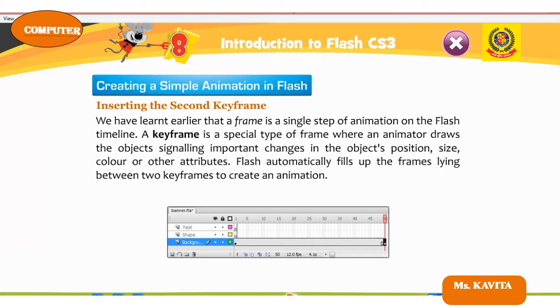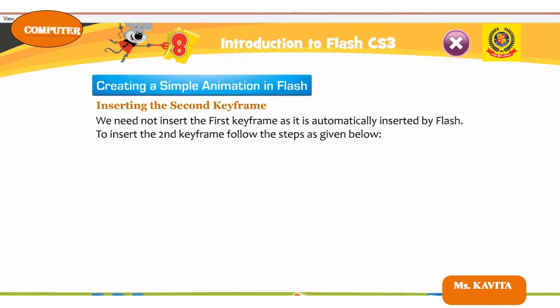We need not insert the first keyframe as it is automatically inserted by Flash. To insert the second keyframe, follow the steps given below. Click on the 30th frame on the timeline to select it. Right click on the selected frame, click on the Insert Keyframe option from the shortcut menu to insert a keyframe at the selected position. The same shape will be seen in the keyframe as well.